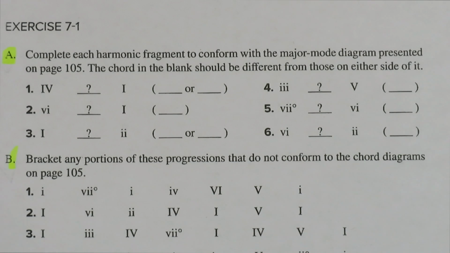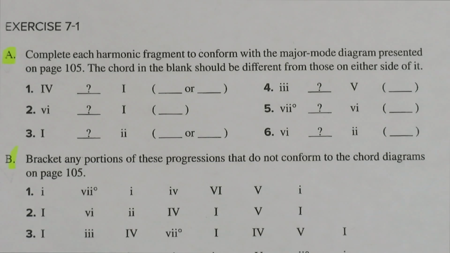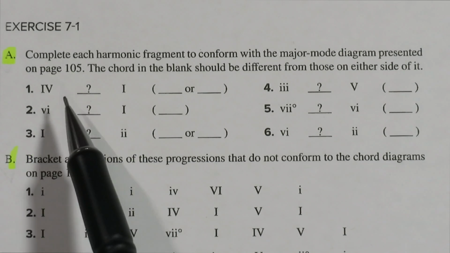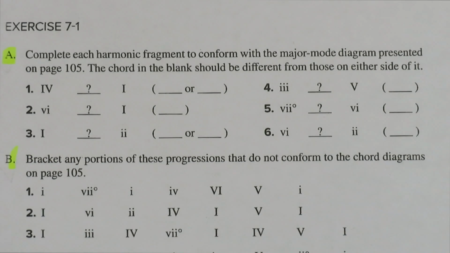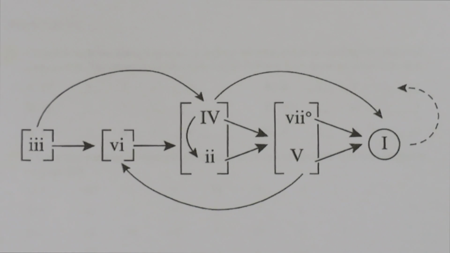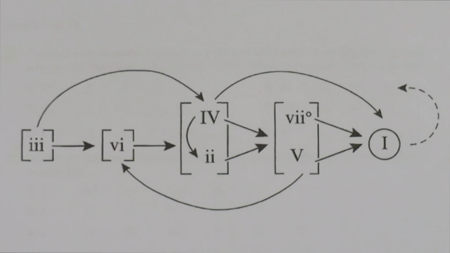Okay, so number 1, we have a 4 chord, and we need to know which chord or chords can fit in between there. So if we look at the diagram on page 105, this is for the major mode. You can tell that because the 1, 4, and 5 are major, right?